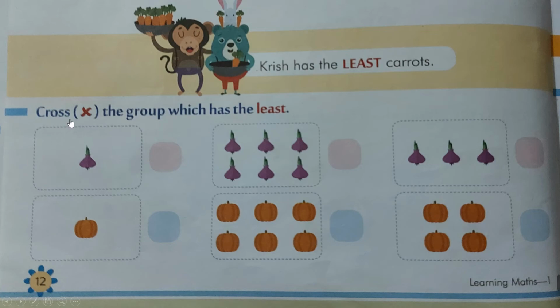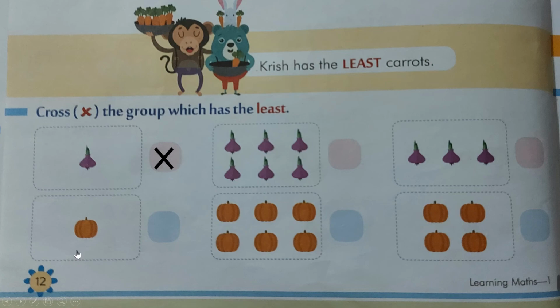Read the heading, children. Cross the group which has the least. Here they have given the groups. We have to find out the least from the given groups and we have to cross it. See these images, children. What are there in these images? Yes, onions. Here there are three groups of onions. In the first group there is one onion. And in the second group how many onions are there? 6 onions are there. And in the third group there are 3 onions. Among these three groups, which has the least number of onions? Yes, first group has the least number of onions. So we have to keep cross.